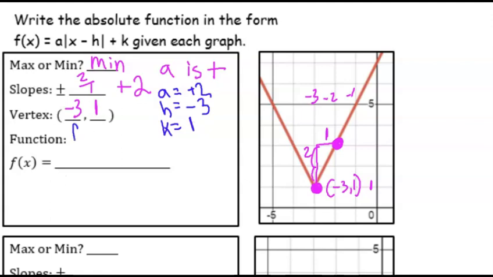So our function will be f of x equals 2 times the absolute value of x minus h, which is -3, plus 1. Simplify, these two negatives multiply together, give you a positive. So our function is f of x equals 2 times the absolute value of x plus 3 plus 1.